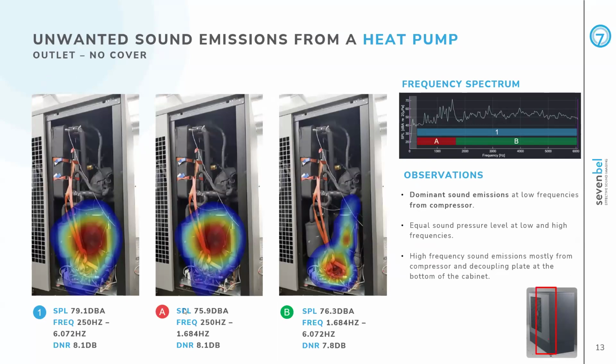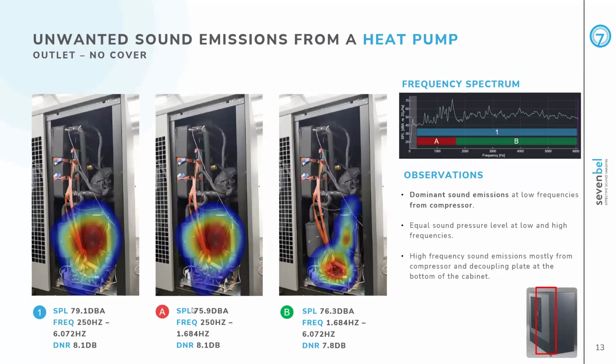First off, the investigation started on the right side of the outlet. One of the enclosure panels was removed, and the dominant sound sources were located. In this particular case, you see that the dominant sound emissions are happening at low frequencies, and they are mostly coming from the compressor. You may already see in the optical image that some measures have already been implemented in terms of covering the compressor with some damping material.